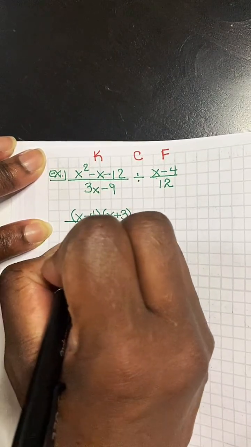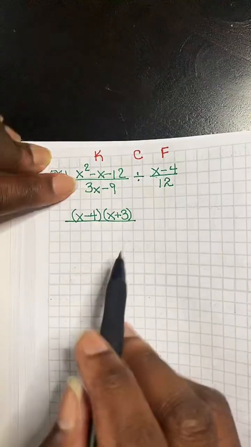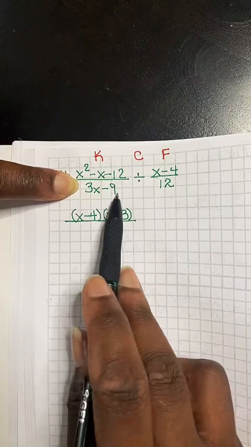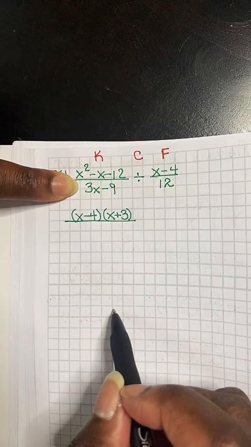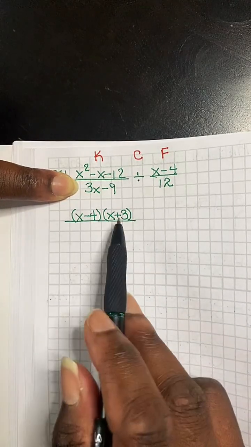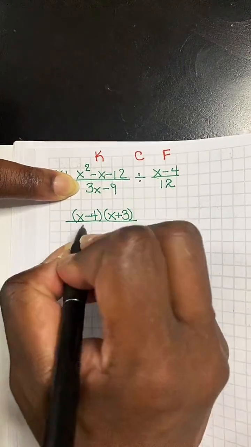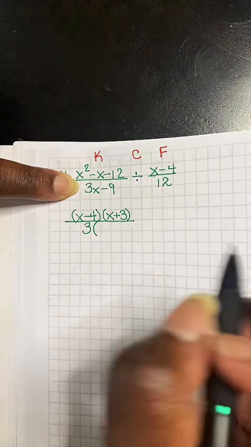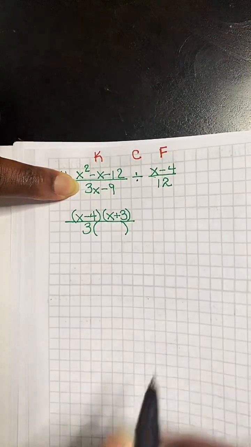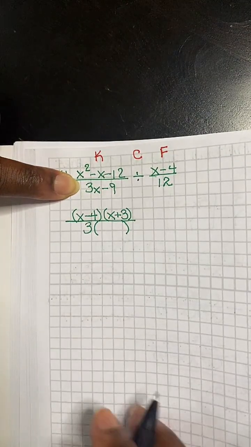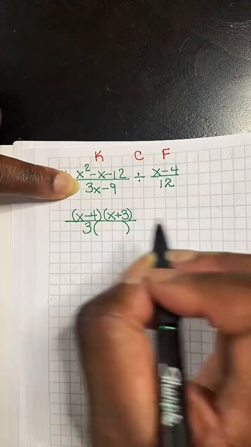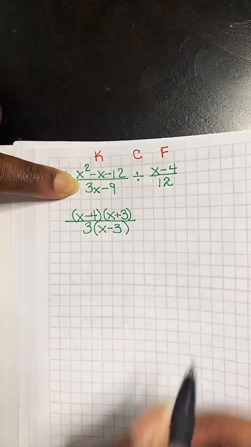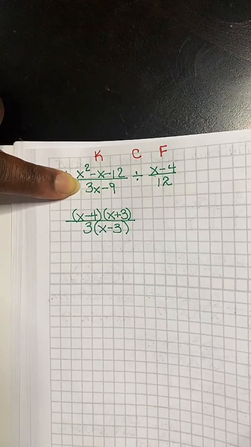So that's the numerator. But the denominator, 3x minus 9, is a binomial, so that means we have a GCF. My GCF right now is going to be 3. We're saying 3, and we have our x minus 3. Good job.